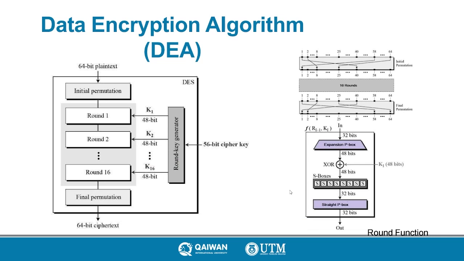Now, the Data Encryption Algorithm, DEA, would be just like this: a 64-bit plaintext and a 56-bit key. We will have 16 rounds, and at the final permutation we will have a 64-bit ciphertext. Each round uses a key: K1, K2, up to K16.